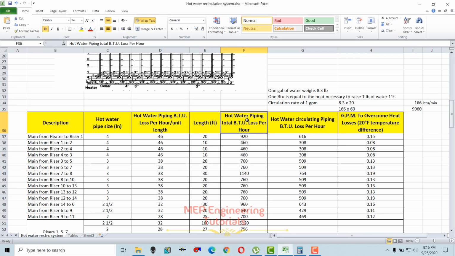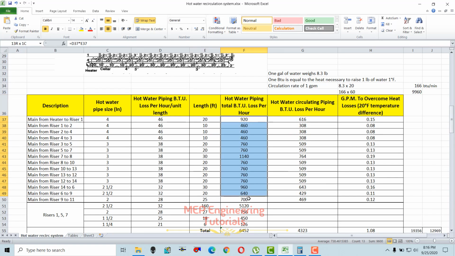Now the next column is hot water piping total BTUs loss per hour. How will you get this value? We know the length of the pipes and we know the BTUs per hour per unit length. So you just need to multiply these two figures, and you will get the hot water piping total BTUs loss per hour. One by one you have to multiply these two, the heat loss per hour per unit length into length, and calculate for all of the piping.